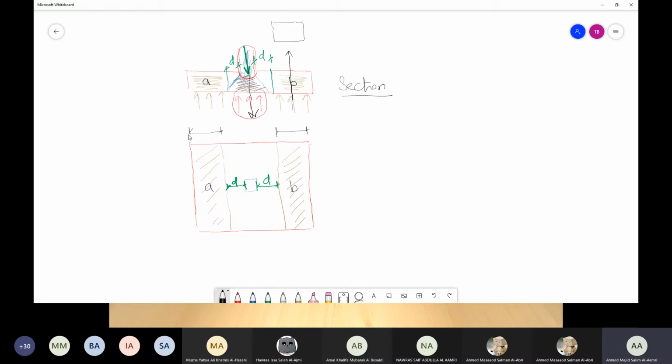If we know that this particular dimension of the foundation is 3 meter and the other dimension is 3 meter, and you know that the cross section of the column is 0.4 meter, can you help me here in finding the value of length? How much is the length of A and the length of B?